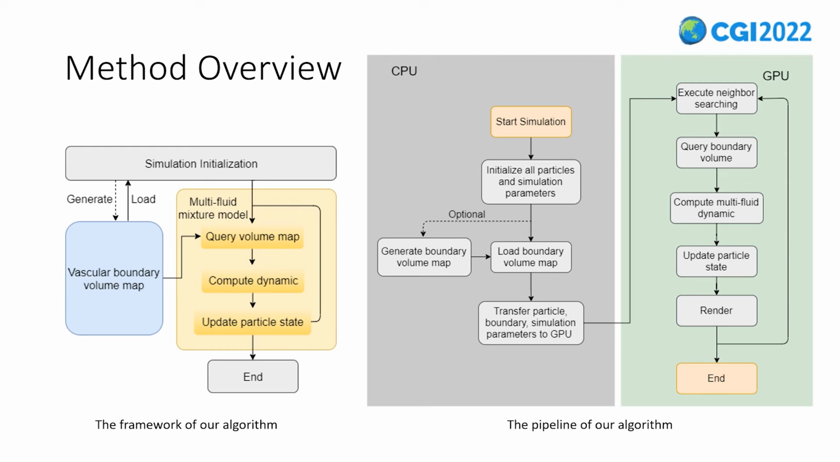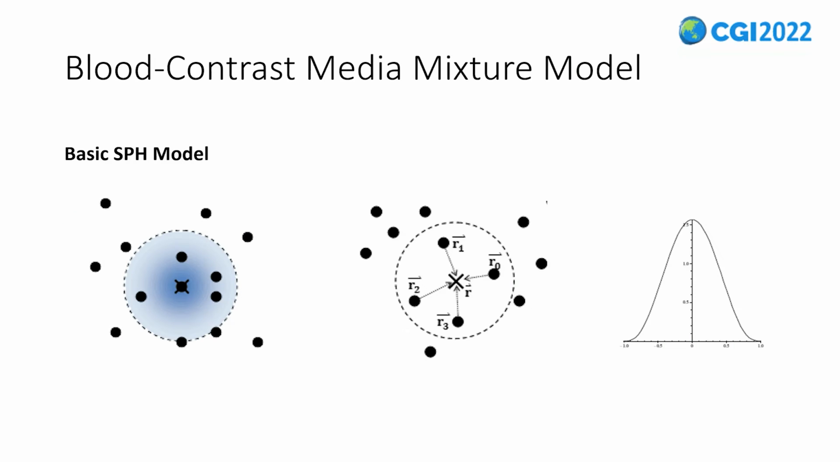Our pipeline, as shown on the right, consists of CPU and GPU parts. In the CPU part, we initialize the particle states and simulation parameters and generate or load the volume map of the vascular boundary. The GPU part performs the simulation loop and undertakes the primary mathematical calculations. We conduct neighbor searching and boundary volume querying for each particle in parallel. Based on that, we can update the volume fraction, velocity, and position of each phase of the particles, and thus simulate the contrast media diffusion in blood.